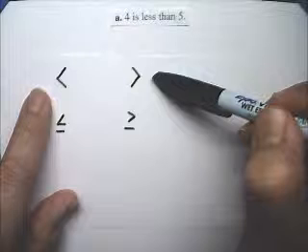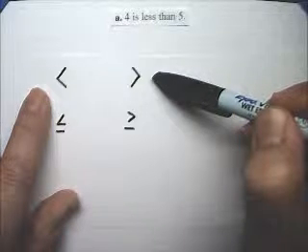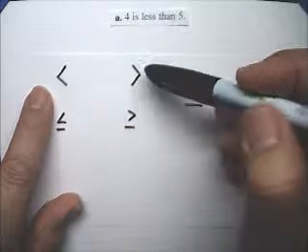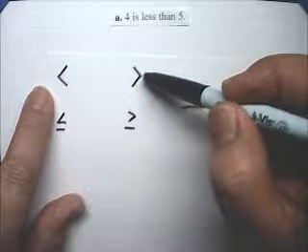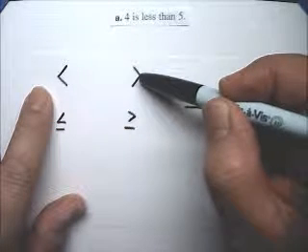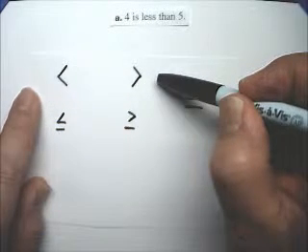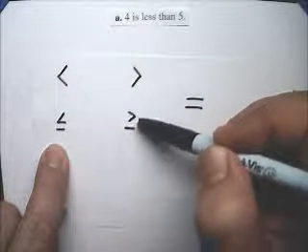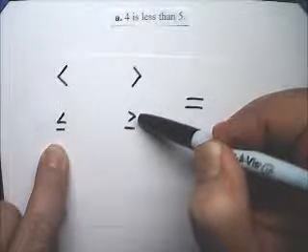Please don't think of these symbols as an alligator eating something, because that's a very primitive way of thinking of this. The way this symbol was developed is that it's got a big side for the big number, and a small side for the small number. This one just is less than or equal to. And this one is greater than or equal to.